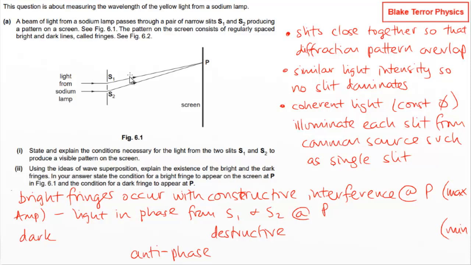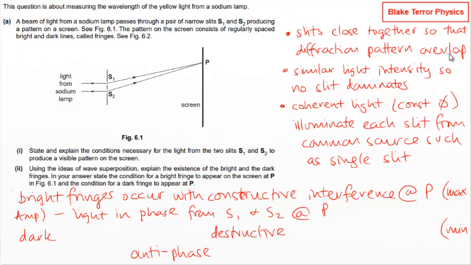I mean, they might be in antiphase when they're at S1 and S2, in which case you're going to want a different description of your path difference on the way to P. So I think just saying the light is in phase from S1 and S2 at P, or the light is in anti-phase from S1 and S2 at P, is just a simpler way of describing it. So that's what we've got there.